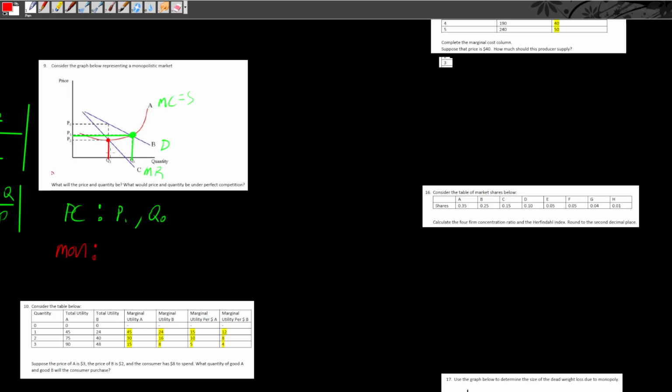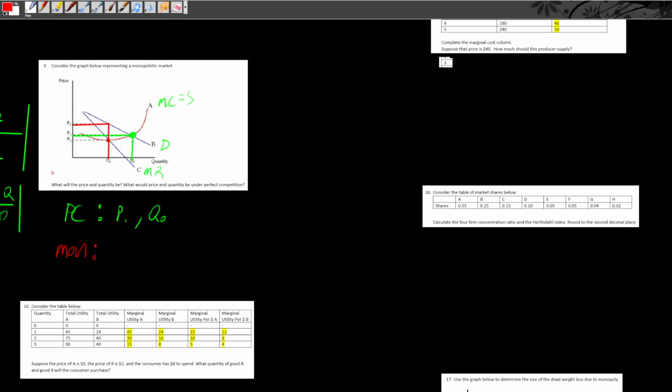And so one subtlety here, though, is that that point would seem to correspond with P2, right? But at this quantity, people are willing to pay this much higher price of P0. So that's actually the price that the monopolist would charge. So remember to always project up to the demand curve.